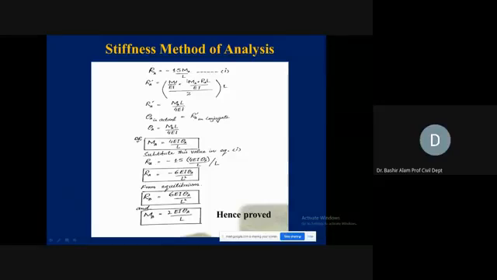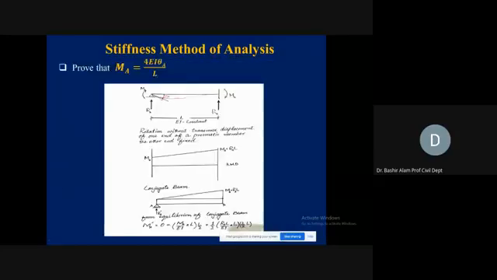Minus 1.5 MA divided by L. This was from the MA prime. What about the RA prime now? RA prime, how much is going to be this reaction now?